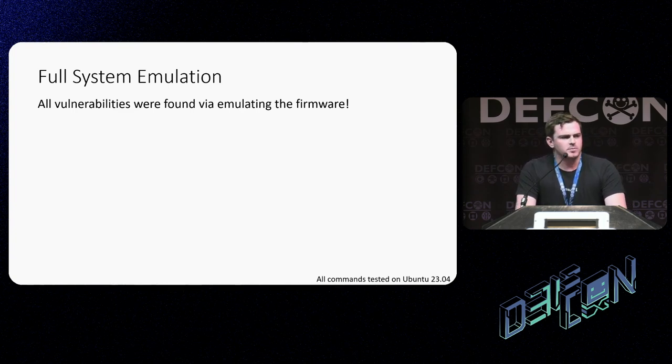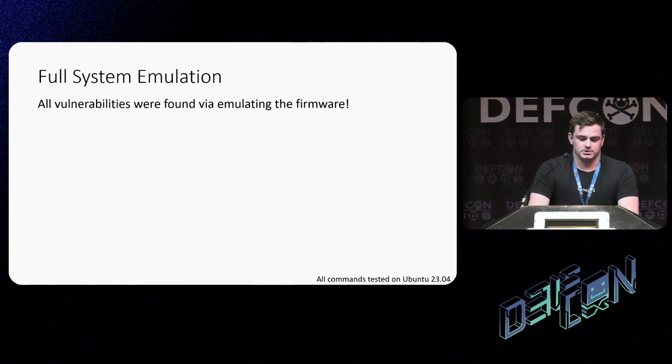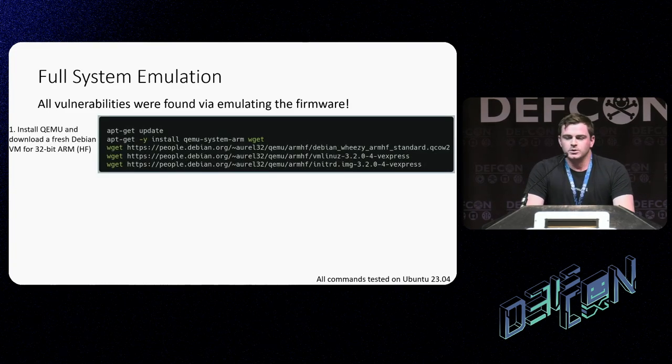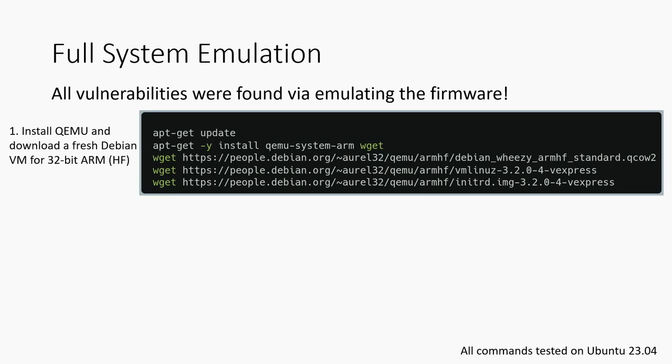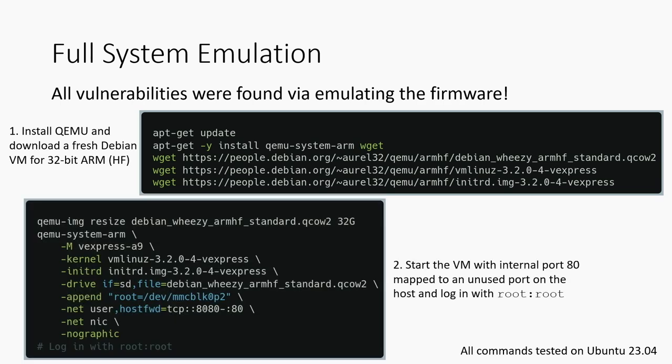And so just for posterity's sake, I'm going to do a quick run through of how we were able to get that emulated device set up. So let's just run through it really quickly. We decided to use QEMU, and given that there is an ARM chip on the device, we installed the full system emulator for ARM and grabbed a fresh 32-bit VM off of the Debian webpage. It was just hosted, already set up and configured on somebody's personal file space, so that was easy enough. And then we got it spun up using the following arguments.